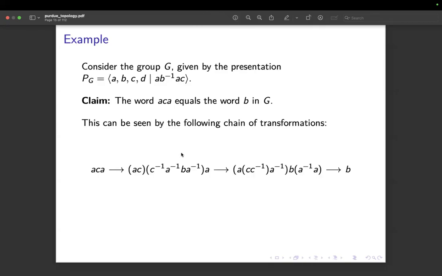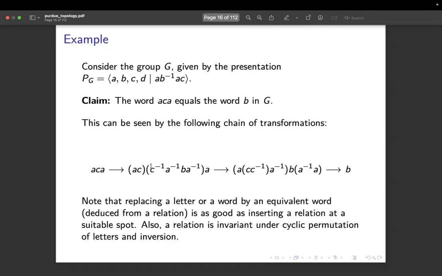So in general, the way we solve this problem is that we take C, use one of the relations to write C as an equivalent word, and then process it. In this case, what I have done is that I took the relation, inverted it, and inserted it in the appropriate spot, and then combined them all together.